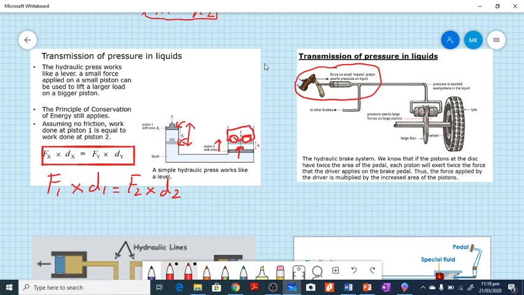So when it creates a pressure onto the brake tube, the brake tube will move in the outward direction, or in this case the brake used is the disc brake. So this piston will start moving inward from these two sides and they will rub with the large disc, and due to the rubbing or the friction, the car will slow down. In the hydraulic brake system, we know that if the piston at the disc has twice the area of the pedal, each piston will exert twice the force that the driver applies on the brake pedal. Thus the force applied by the driver is multiplied. So this is a force multiplier as well.